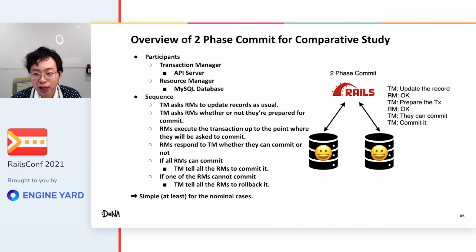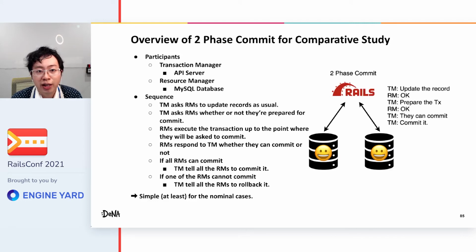Then, resource managers execute the transaction up to the point where they will be asked to commit. After that, resource managers respond to the transaction manager whether they can commit or not. If all the resource managers can commit, then the transaction manager tells all the resource managers to commit it. However, if any of the resource managers cannot commit, then the transaction manager tells all of the resource managers to roll it back. This is simple, at least for nominal cases.